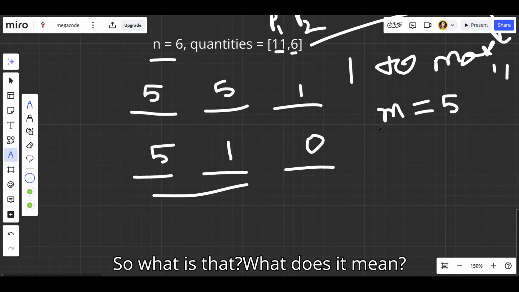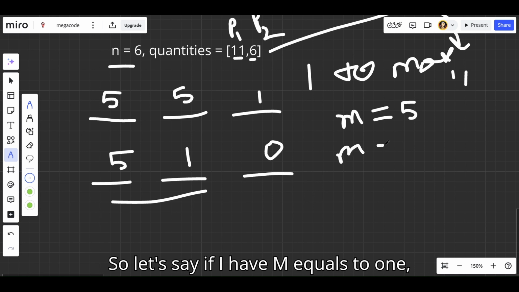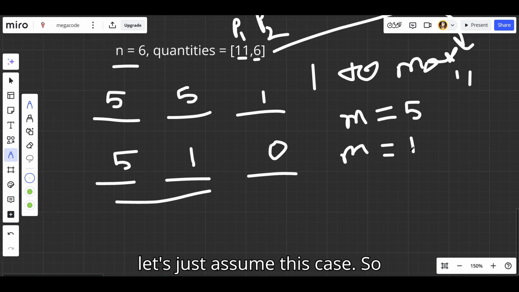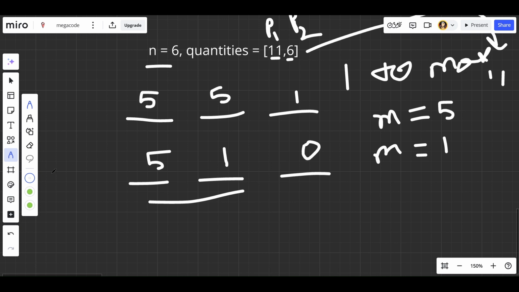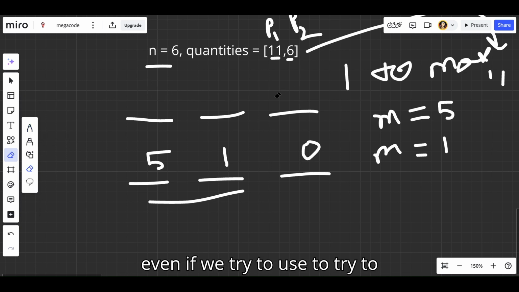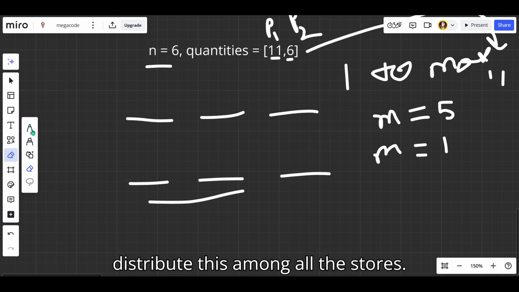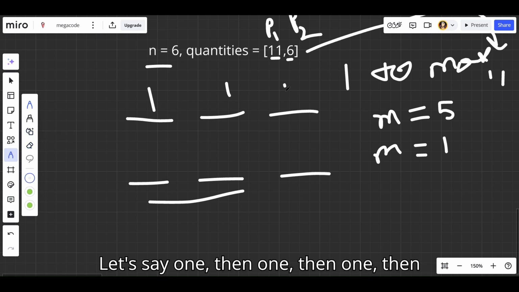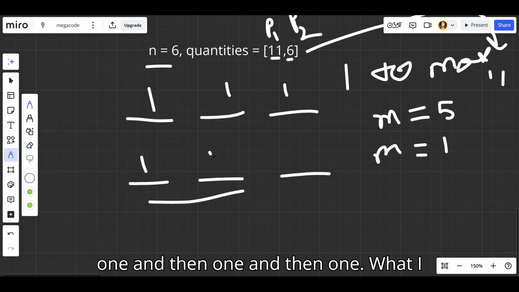What is that? What does it mean? So let's say I have m equals 1, let's just assume this case. Even if we try to distribute this among all the stores, let's say 1, then 1, then 1, then 1, and then 1, and then 1.